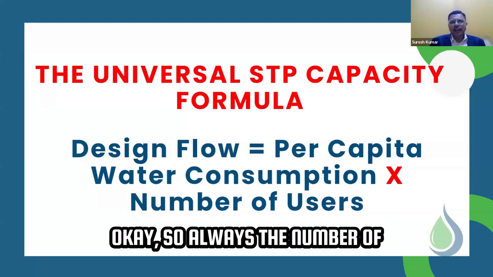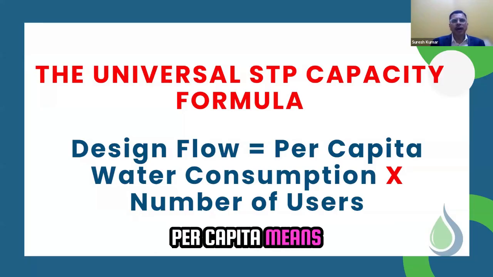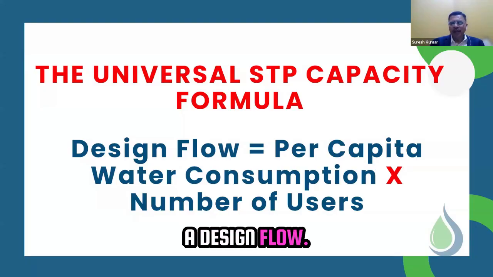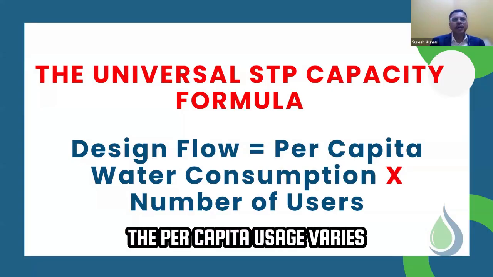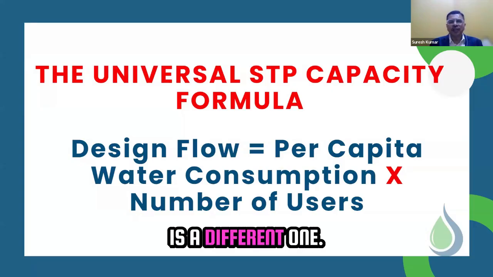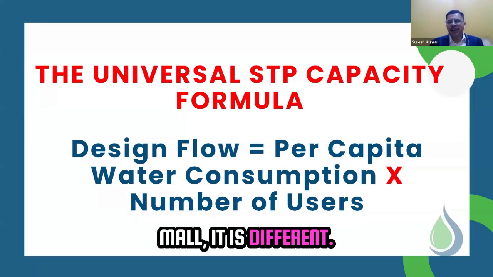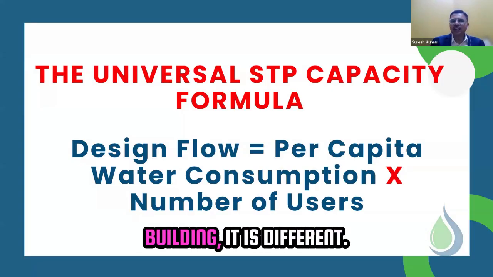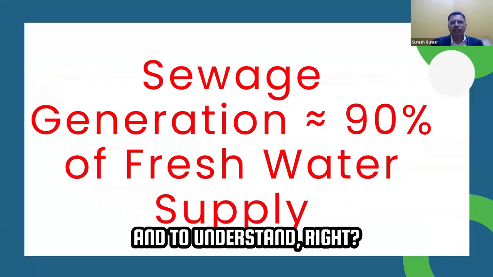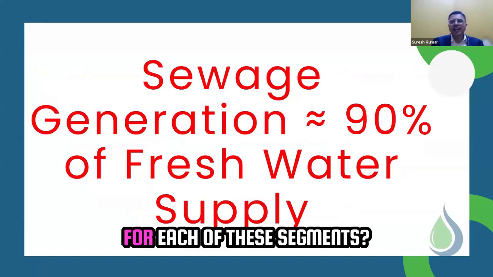So always the number of people and per capita usage. Per capita means per person per day. That will give us a design flow. The per capita usage varies based on the kind of application. If it is a hotel, it is one. If it is a hospital, it is a different one. If it is a residential segment, it is a different one. If it is a shopping mall, it is different. If it is an office complex or IT building, it is different. So we are going to dive deep to understand what the capacity generation is for each of these segments.